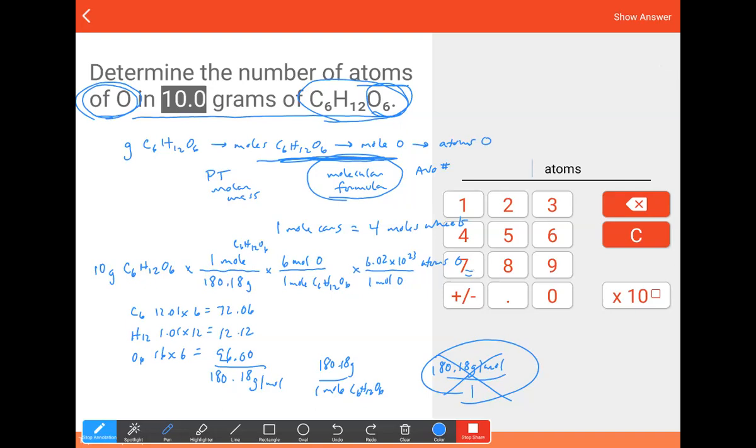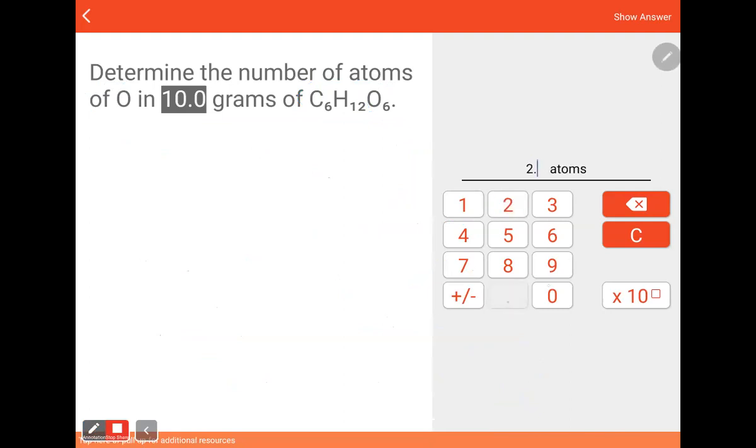So I'm going to say 10 divided by 180.18 times 6 times 6.02, and I'm going to use my EE button to the 23rd, and I get 2.00 times 10 to the 23rd atoms. We're going to go 3 sig figs. So 2 times 10 to the 23rd. 2, don't forget your .00. So even though it's zeros, those zeros are significant.